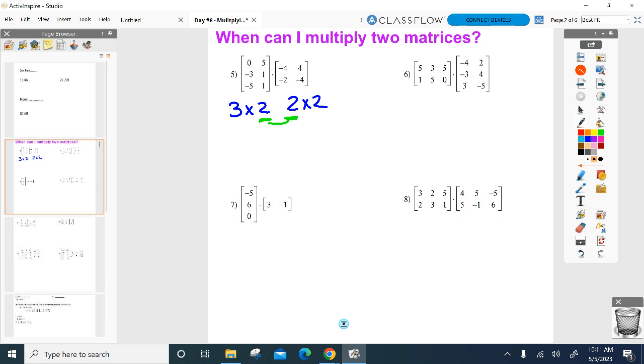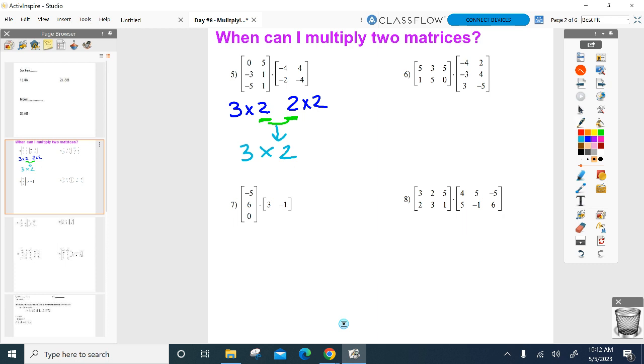Okay, if those 2 inside numbers match, the 2 outside numbers are huge too. If you can multiply, the 2 outside numbers tell you how big your answer is going to be. So if we were to multiply these, my answer would be a 3 row by 2 column matrix. So those numbers are pretty important. If the 2 inside numbers match, you're allowed to multiply them, and the 2 outside numbers tell you how big your matrix is. All right, let's keep going.